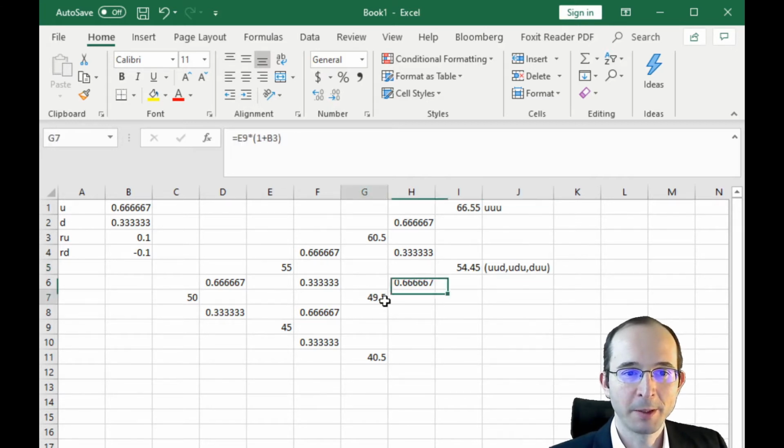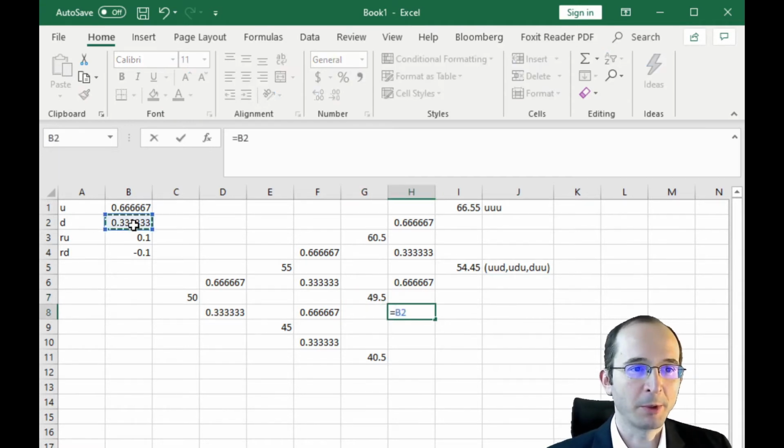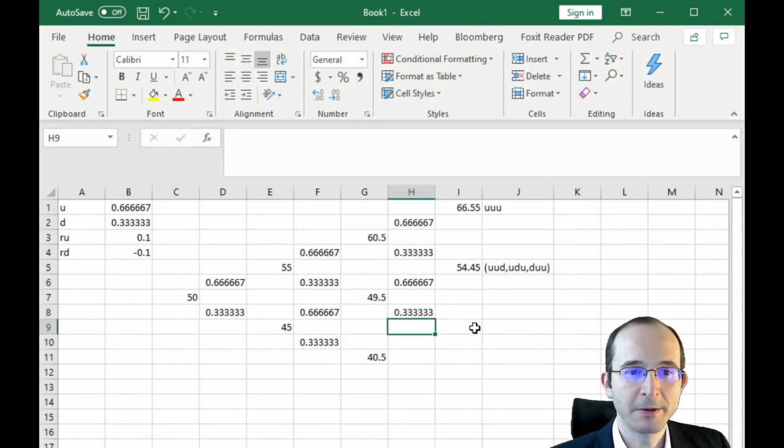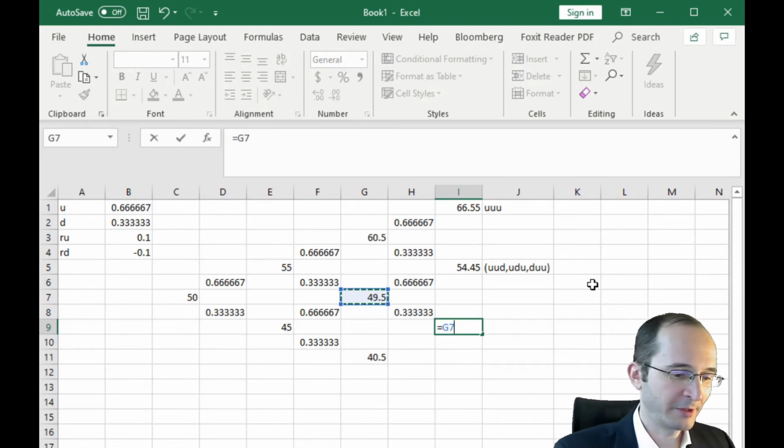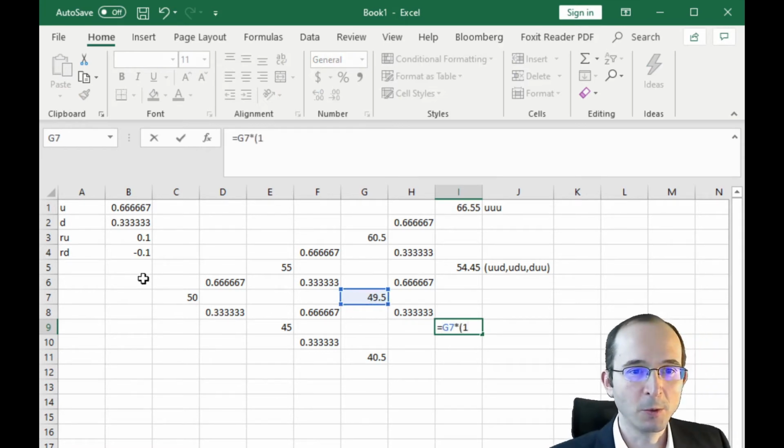What if you ended up at 49.5, you had gone up and then down? What if you go down again? Well, the probability of that is a third. Where does that get you? Well, you started at 49.5. You lose 10%.